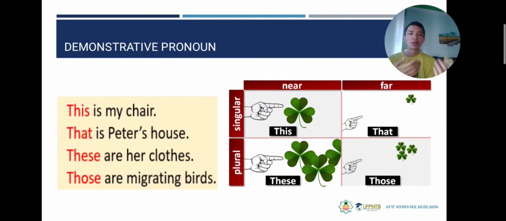But when the clovers are plural and close to you, you can use these. So you can say these are clovers, these are 3 clovers. Or in my example there, you can say these are her clothes. It means that there is more than one piece of clothing and it is close to you. Or maybe the things are quite far, and you can say those when it is plural. So you can say those are migrating birds, for example. It means that the birds are flying above you quite far and not close to you. You can say those are migrating birds.